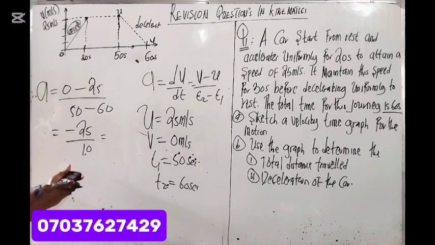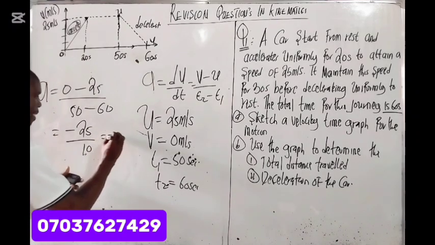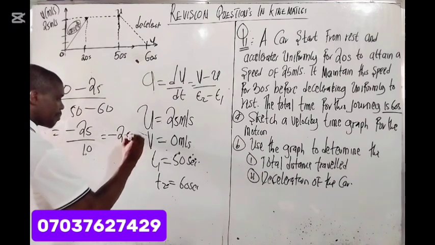You're going to have 25 divided by 10, and here we have minus 2.5 meters per second.